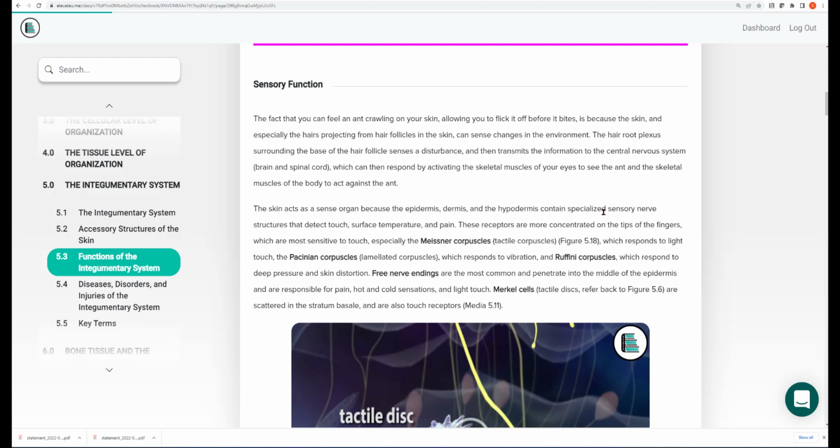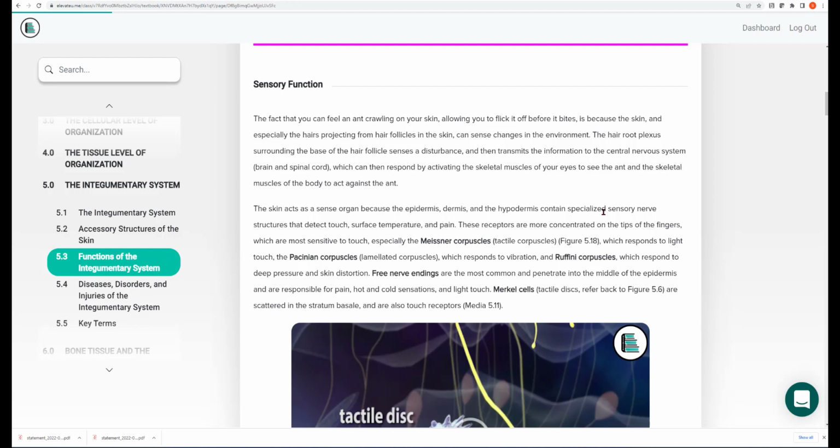All of those tactile differences come from the nerve endings in your skin, especially a large concentration of those in the tips of your fingers. Then we have other types of nerve endings that respond to vibration, others that respond to twisting of the skin or deep pressure, like pushing down hard. And then there are some that respond more to light pain or hot and cold sensations, right?